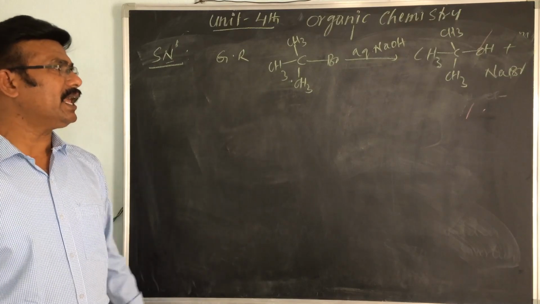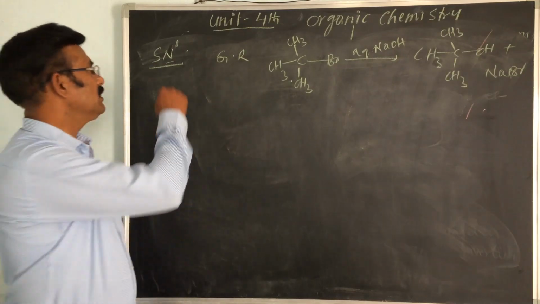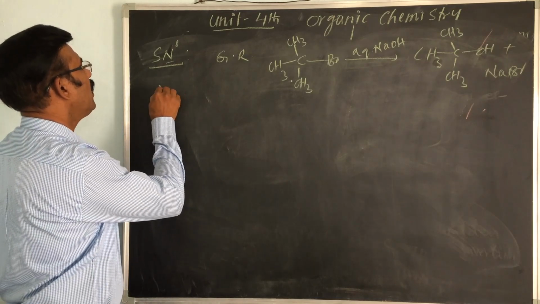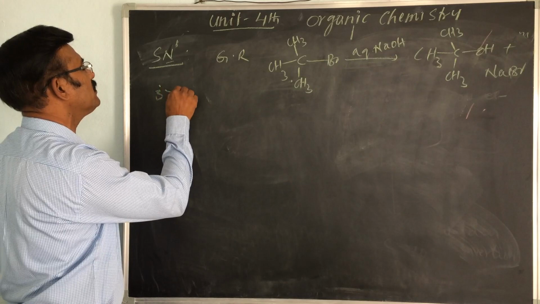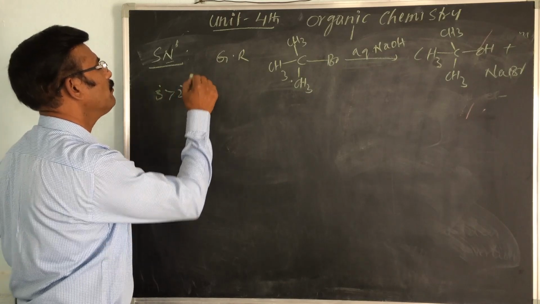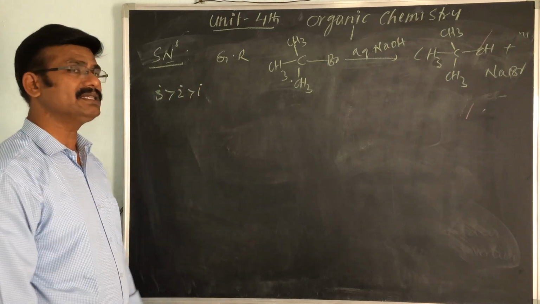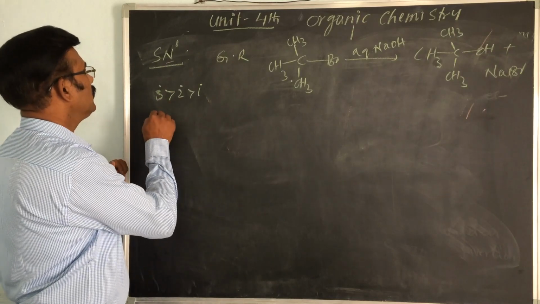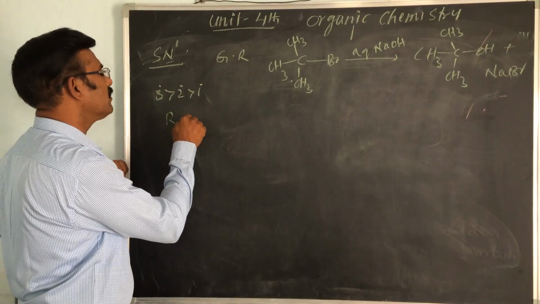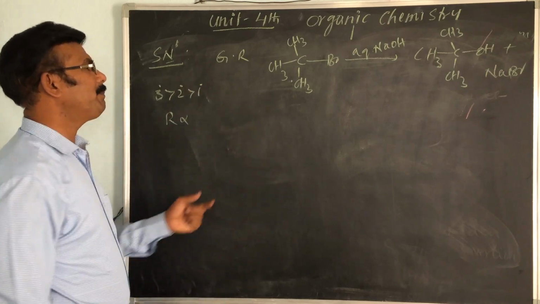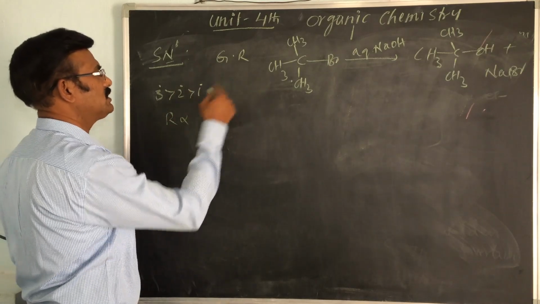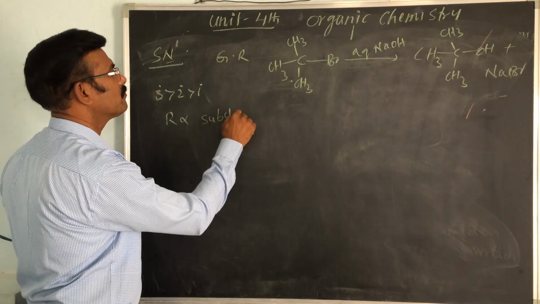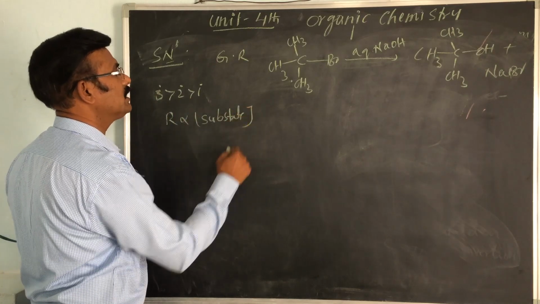Why are we taking a tertiary halide here? Because this reaction favors the tertiary alkyl halide, which has greater reactivity than the secondary and the primary. Whereas in SN2, the primary has greater reactivity than the secondary. And the rate of reaction depends only on the substrate, not on the base.